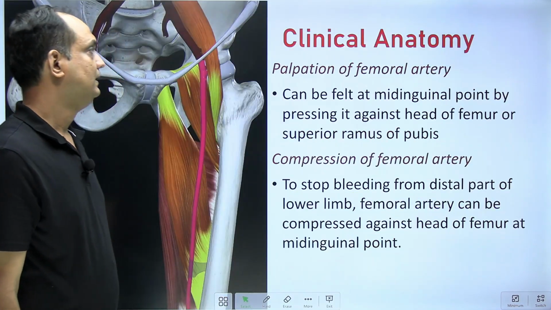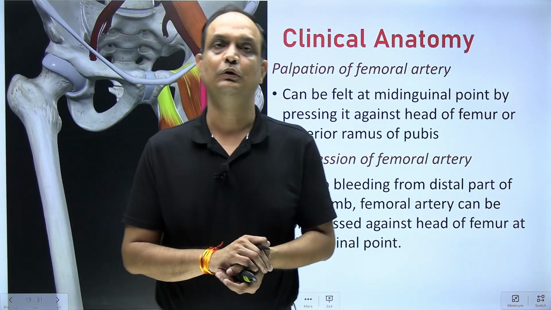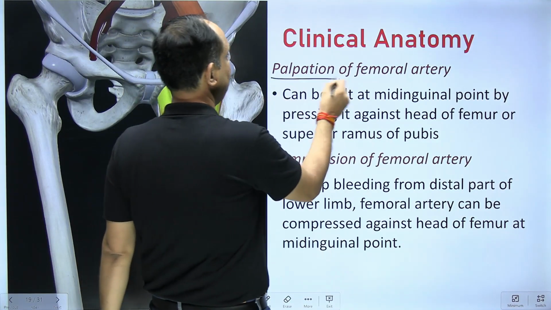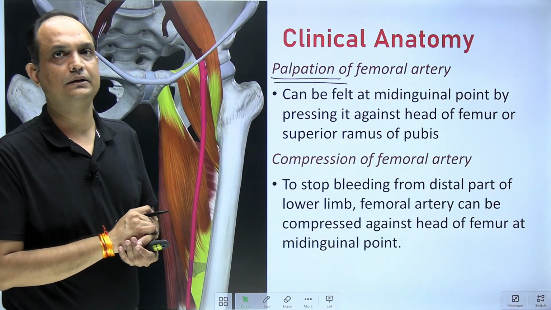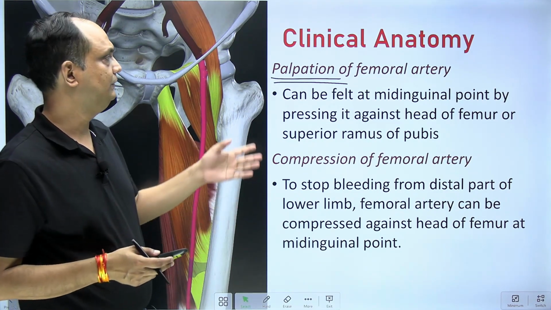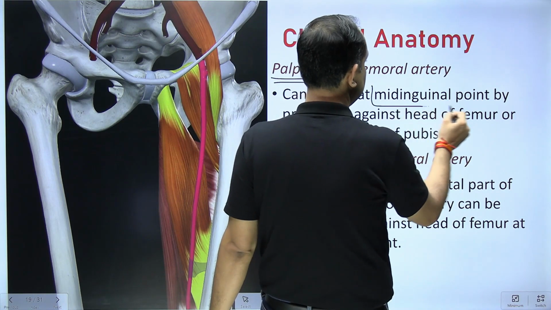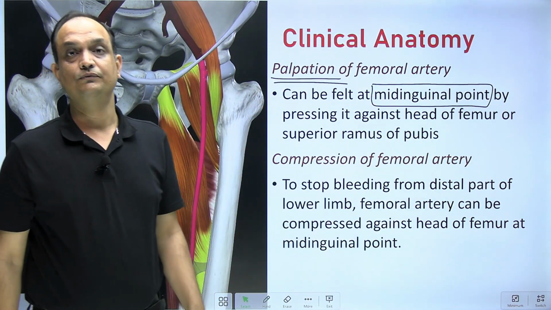Clear? Now, what is the clinical importance of the femoral artery? The most important clinical aspect is palpation of the femoral artery. So, where will you palpate the femoral artery? The pulsation of the femoral artery can be felt at the mid-inguinal point, that is the junction of the anterior superior iliac spine and the pubic symphysis.